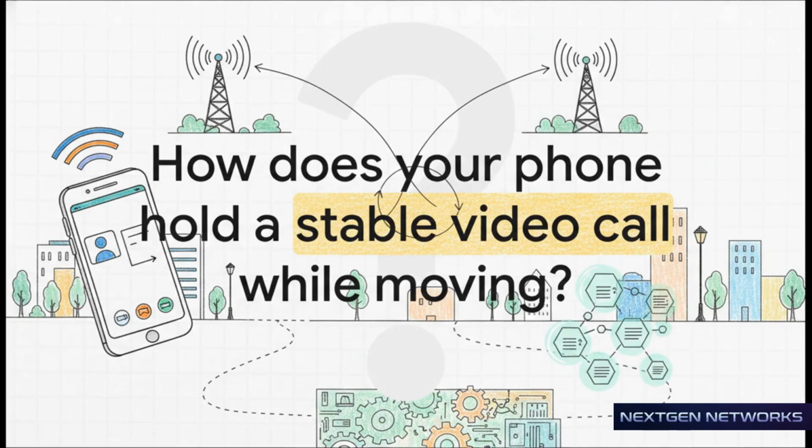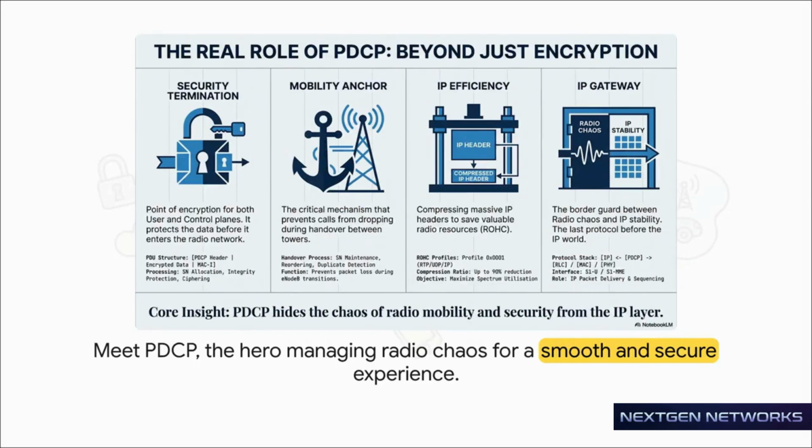You're walking down the street, maybe on a video call, and your phone just seamlessly switches from one cell tower to the next. And you don't drop a single frame, right? It feels like actual magic. But it's not. It is an absolutely incredible feat of engineering. And the hero of that entire magic trick?